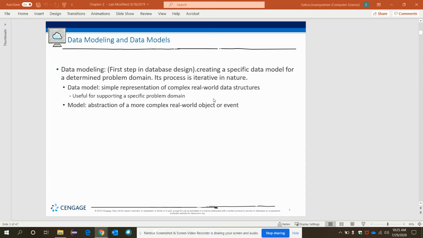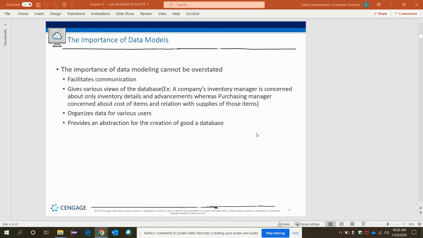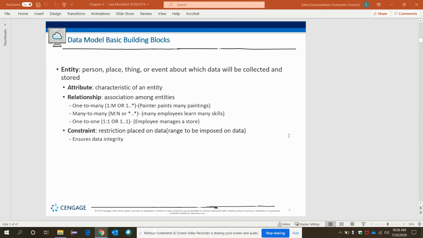The database designer uses data models to facilitate the interaction among designers, application programmers, and the end users. In short, a good data model is a communications device that helps eliminate or at least substantially reduce the discrepancies between the database design's components and the real world data environment. So these are the importance that I just told you.